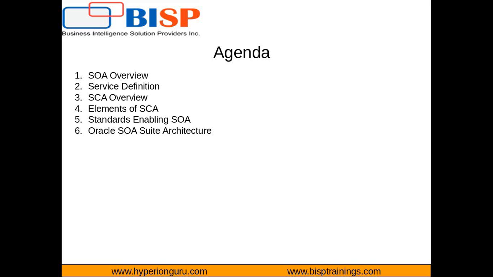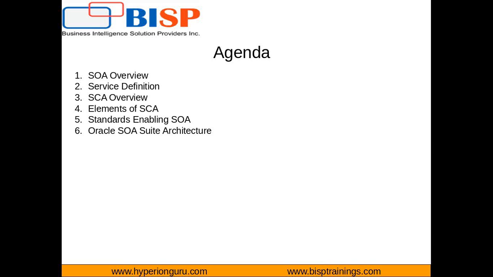which is a component architecture, which is a guideline, a specification which is given. So we'll talk more about that. We'll talk about the elements of SCA, which help tie up into SOA. We are going to look at standards which enable SOA, how a SOA is prescribed and it is built. And at the end, we're going to have a look at the Oracle SOA suite architecture in general and move ahead, end the day with that information.